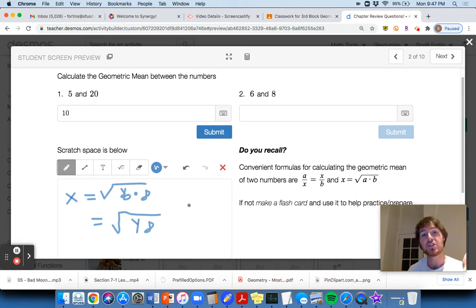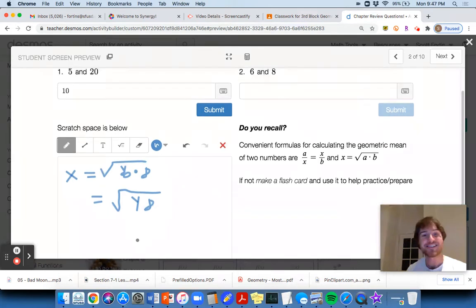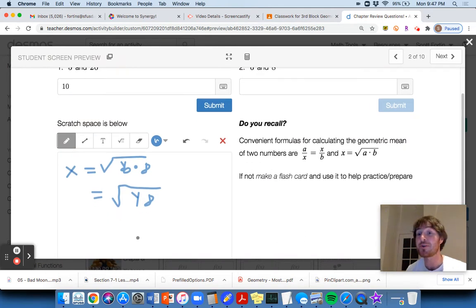What you could do is figure out, does 2 go into 48? Yeah, it goes into 48 24 times. Does 2 go into 24? Yeah, it goes into it 12 times. So I know 2 times 2 times 12 would bring me to 48. I could pull a 2 on the outside, and then it would be 2 root 12.